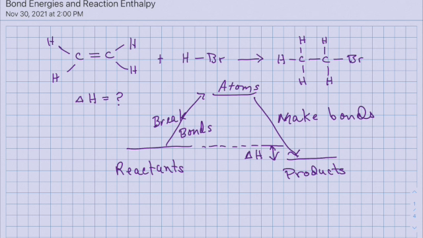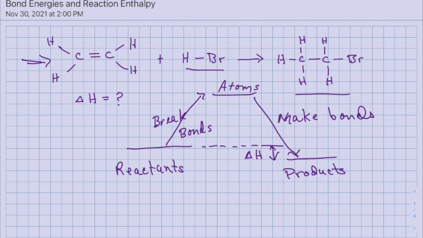So to calculate the reaction enthalpy with bond energies, we need to look at all the bonds of the reactants, and find the bond energies for all of those bonds. And then we need to look at all the bonds of the products and find the corresponding bond energies there. So let's take a look at this reaction at the top of the page, which involves a molecule called ethene, sometimes also known as ethylene, reacting with hydrogen bromide to form something called bromoethane.